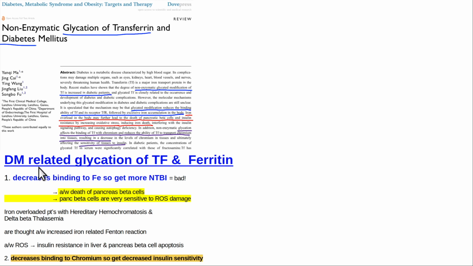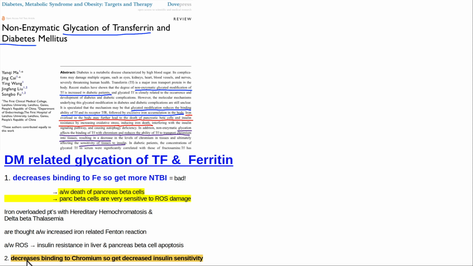So in diabetes, you not only glycate hemoglobin, you glycate the blood iron transport protein, transferrin. When transferrin is glycated, it cannot hold as much iron. Same thing when you glycate ferritin, that's the primarily intracellular iron storage molecule. When that's glycated, it also cannot hang on to iron as well, because glycation changes the shape of the protein, and so it can no longer do its job as effectively. So the more NTBI, non-transferrin bound iron, you have, the more problems you have.